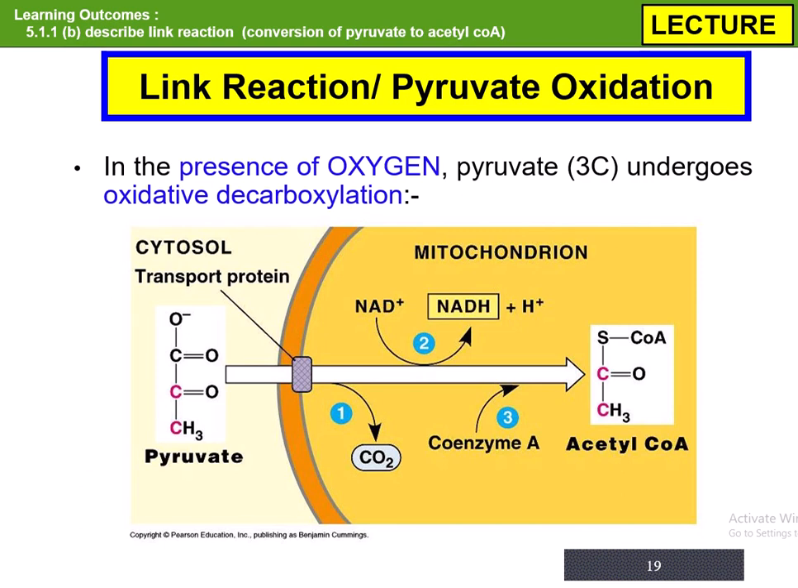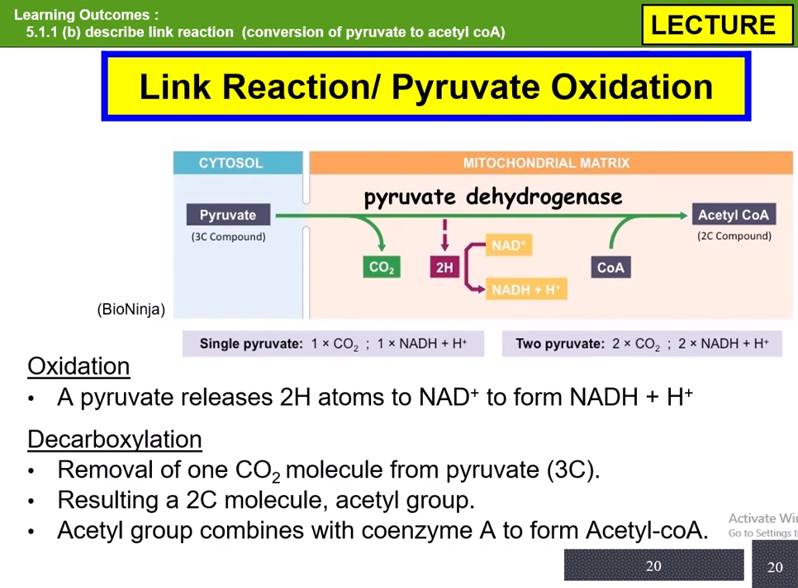5.1.1 B: describe the link reaction. The link reaction, or pyruvate oxidation, occurs in the presence of oxygen. Pyruvate will undergo a process called oxidative decarboxylation. From the cytosol, pyruvate will enter the mitochondria through a transport protein. In the mitochondrial matrix, a pyruvate will undergo oxidation. A pyruvate will release two hydrogen atoms to NAD+ to form NADH plus H+.